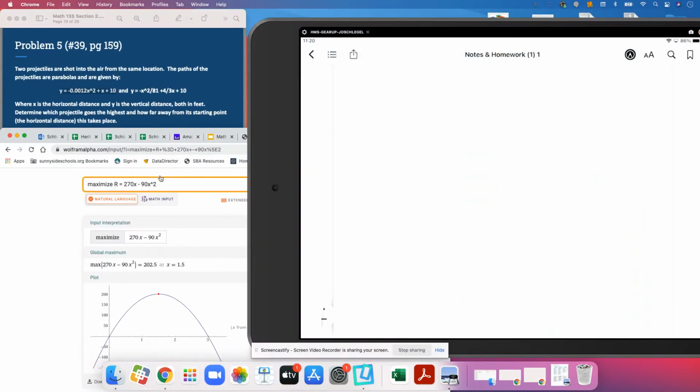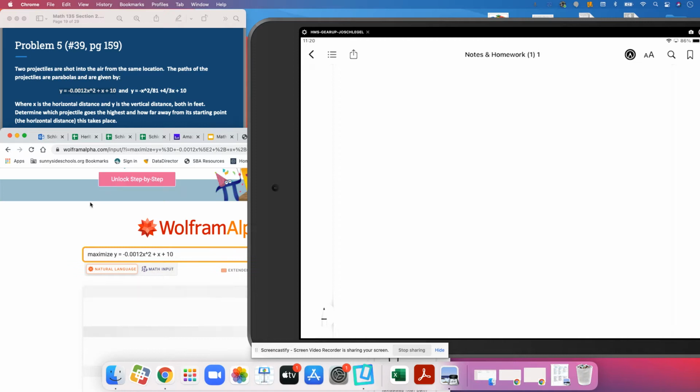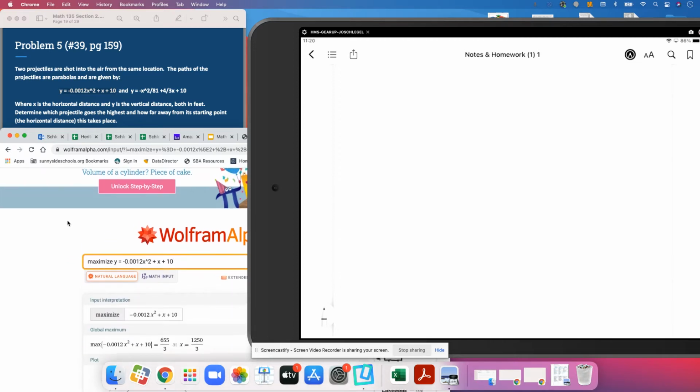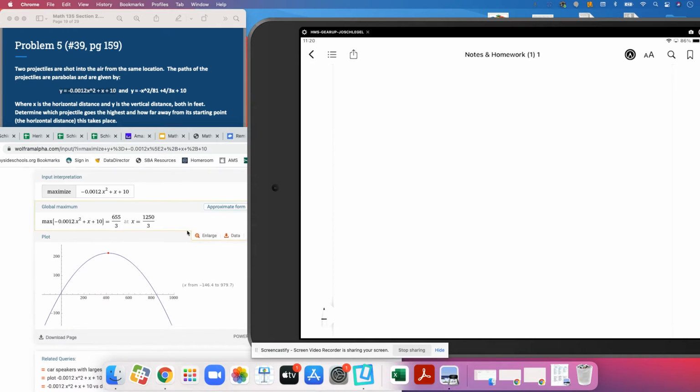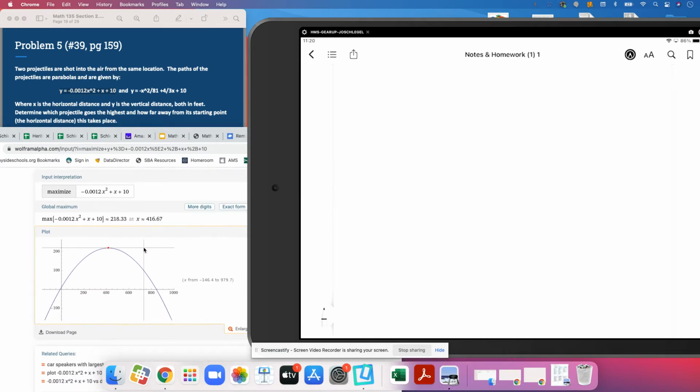So we need to do each of these separately and see how high each one of them goes and how far away from its starting point that happens. So I'm going to need to turn this into a decimal, everyone. So we'll get the approximate form here. So this is the distance away from where it was shot, and this is the height. So this is number 5, and I'm going to call this projectile 1.